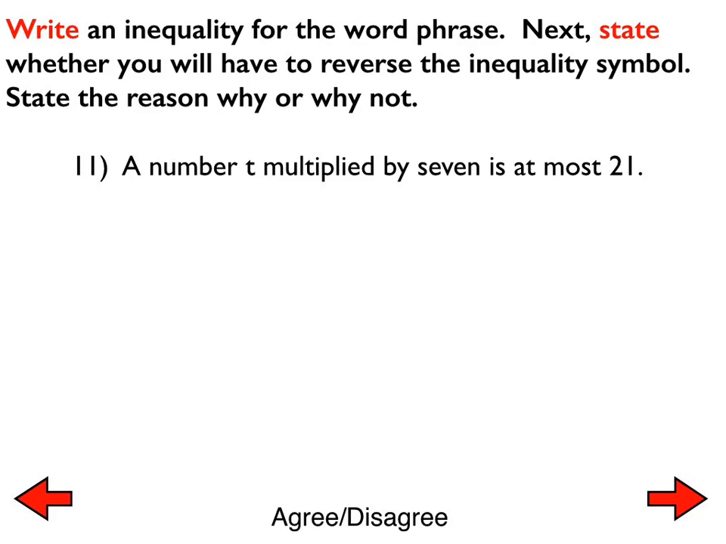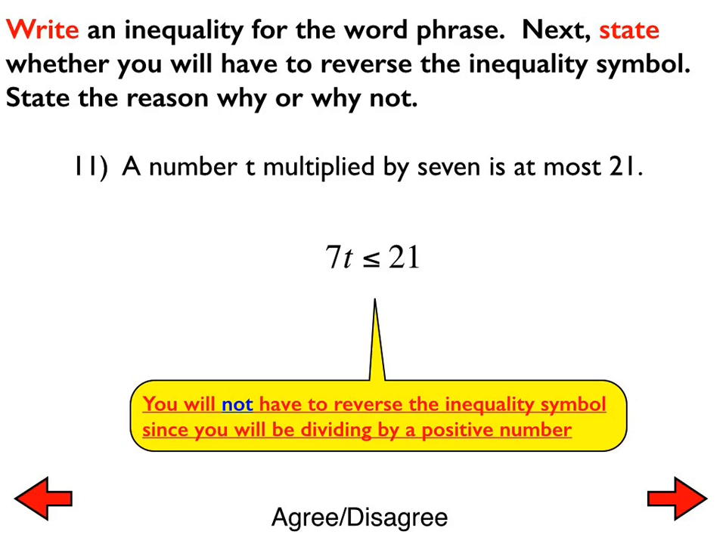All right, the inequality that we could use to represent that sentence would be 7t. I saw a few of you had t7. Remember, we like to write the number in front of the variable if we're multiplying. Question for all of you. If I asked you to solve that, would we have to flip the inequality symbol? No, because we would have to divide by a positive number, and that would mean we don't flip it.